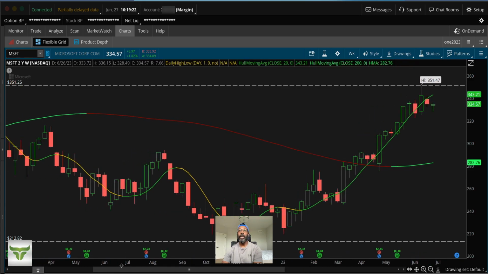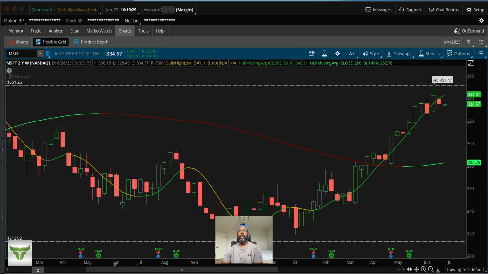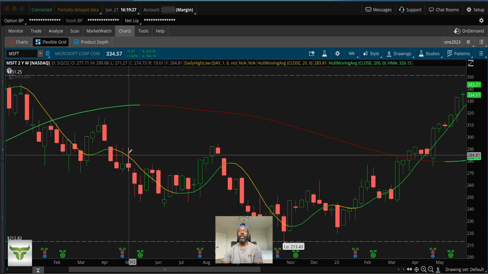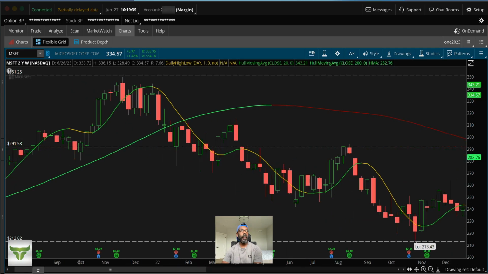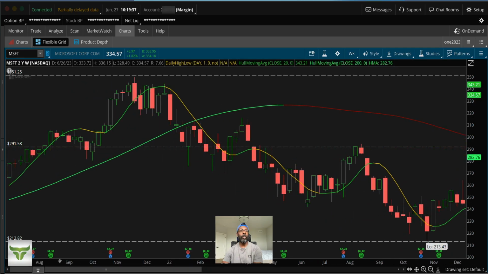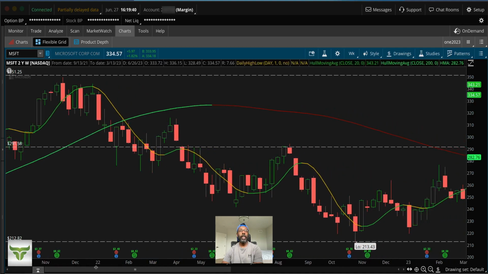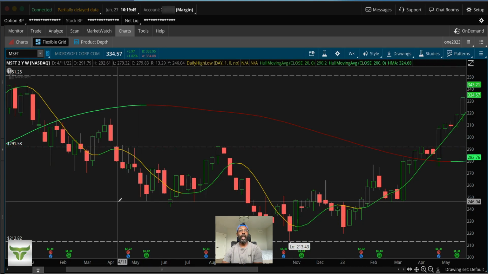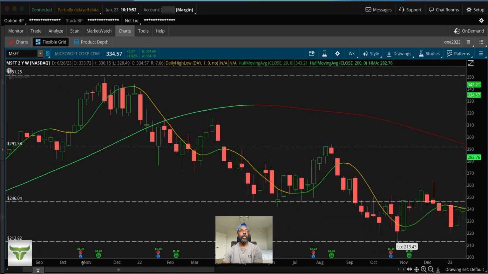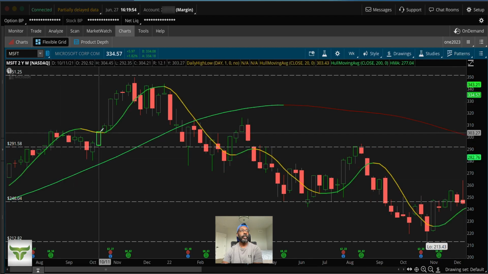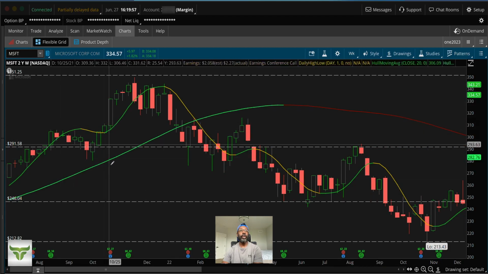Now we have to find levels. So where are good levels? Let's look at this level right here. That seems to be a good level on the weekly. Where's another level that we can go to? Let me show you what I'm actually looking at for support and resistance. And this will all make sense to you in a second.